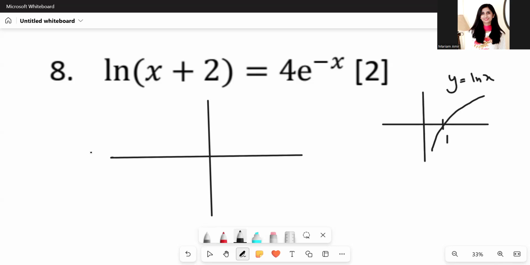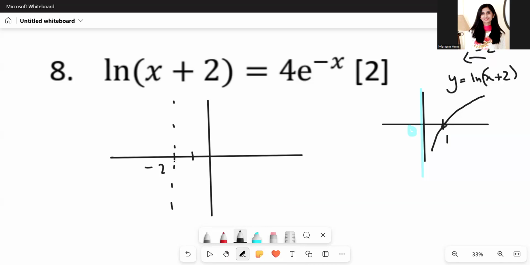Now, what ln x plus 2 does is it moves the graph 2 spaces to the left. So earlier, this was our asymptote at 0. Now we'll have an asymptote at negative 2. So that was 0, this would be negative 1, this would be negative 2. So I'm making a dotted line that represents the asymptote.